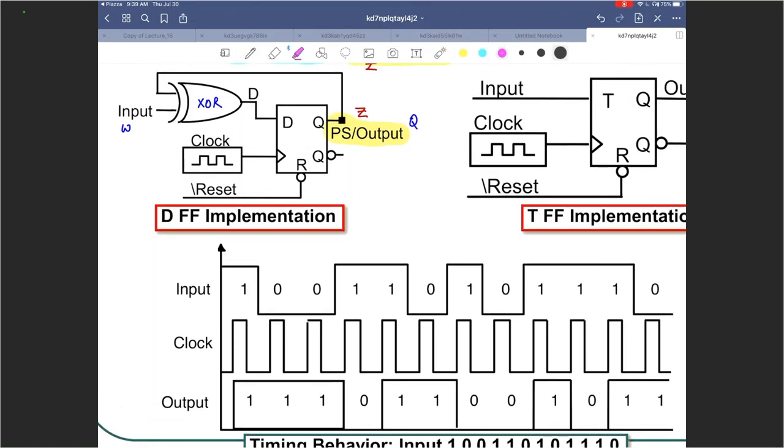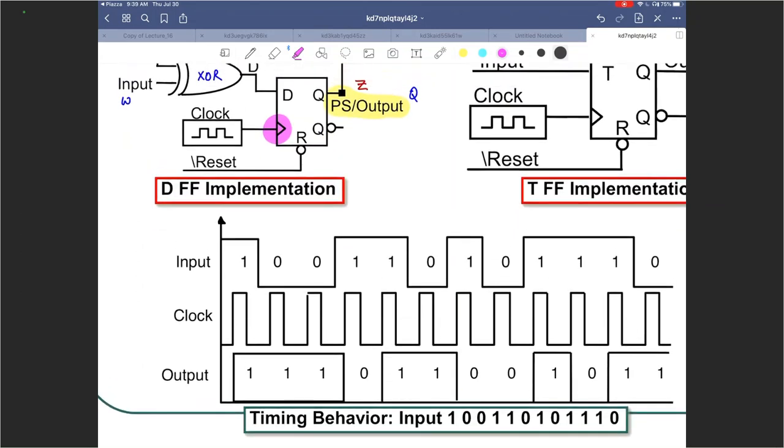Why? Because I have a positive edge flip-flop implementation. So it's going to observe what is the input at that time, and at that time, and at that time, and so on, right? So at the first positive edge, your input is a 1. That means now you are going to have odd parity. That means the output will become 1.